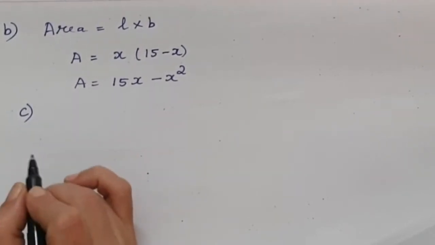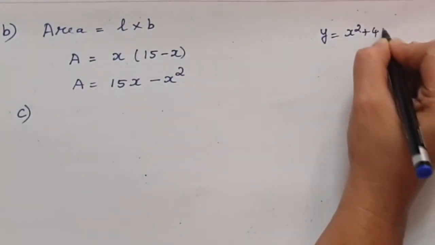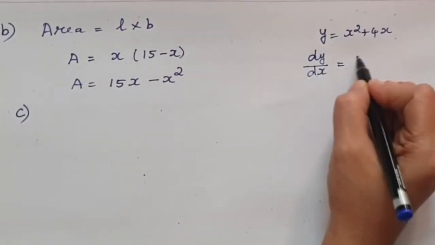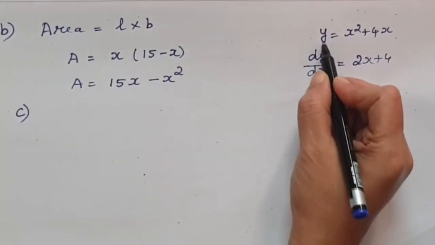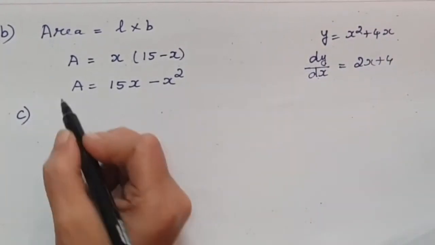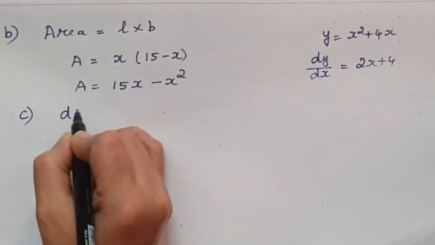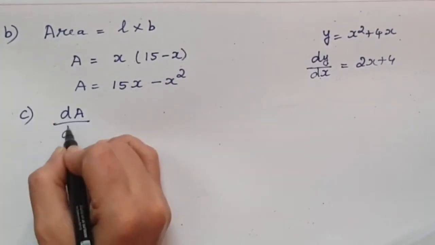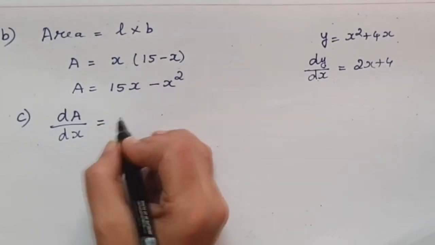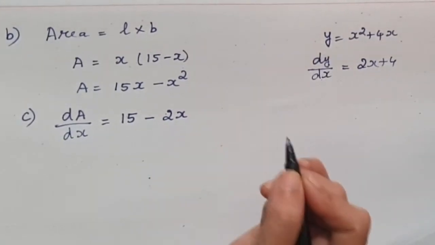First we need to differentiate it. Suppose y was given as x squared plus 4x, we wrote dy over dx will be equal to 2x plus 4. That is, y which is on the left side, we wrote on top, and x on the right side, we wrote below. In the same way, here it is in terms of A. So when we differentiate it, we write dA over dx. 15x when you differentiate it is 15, and x squared when you differentiate it is 2x.